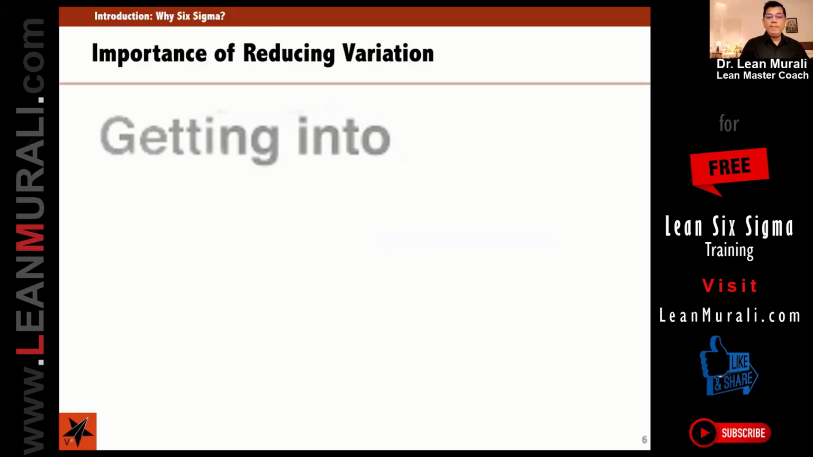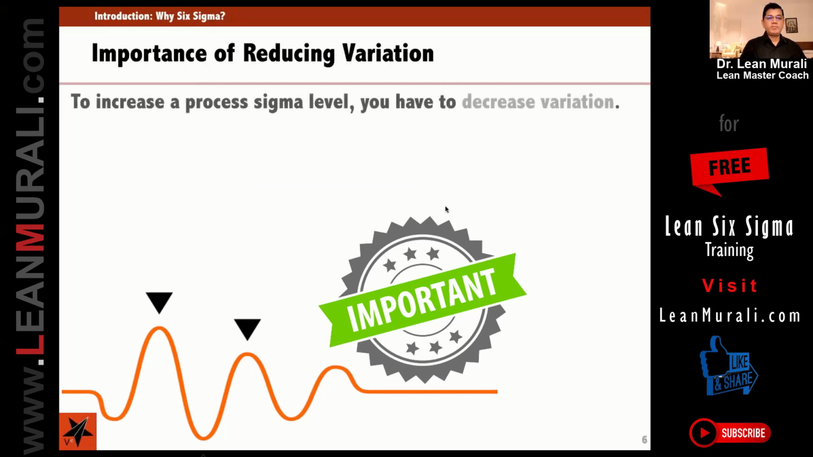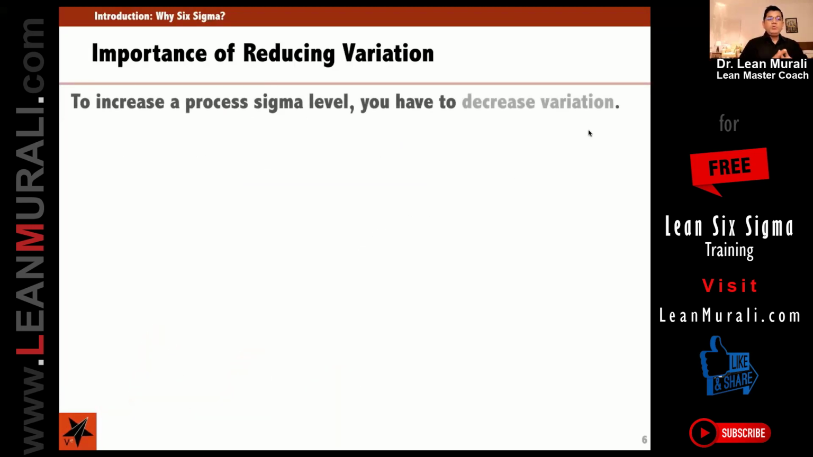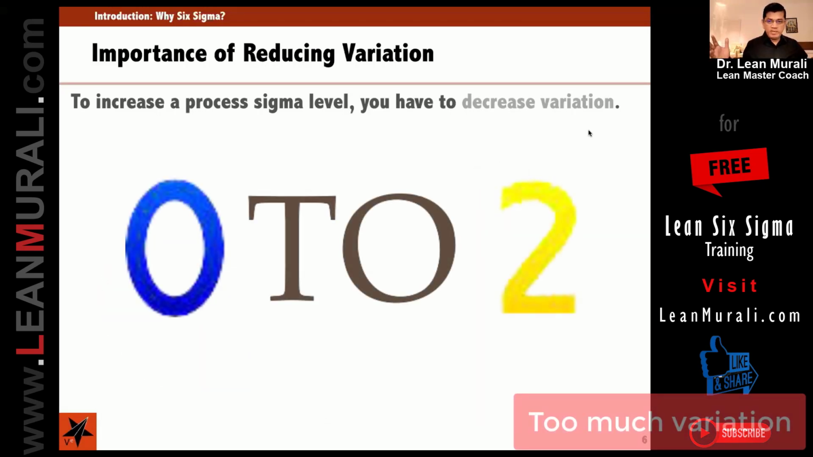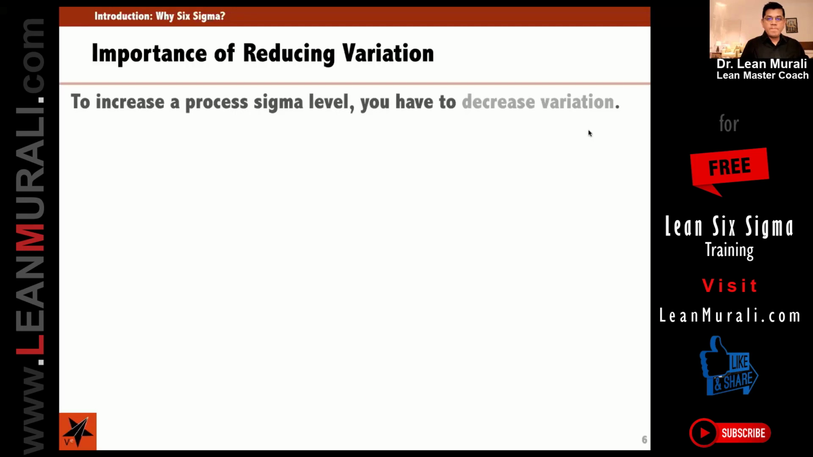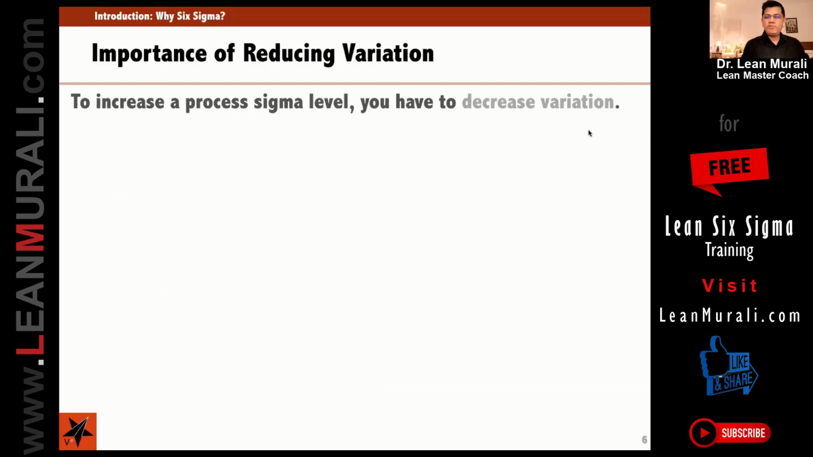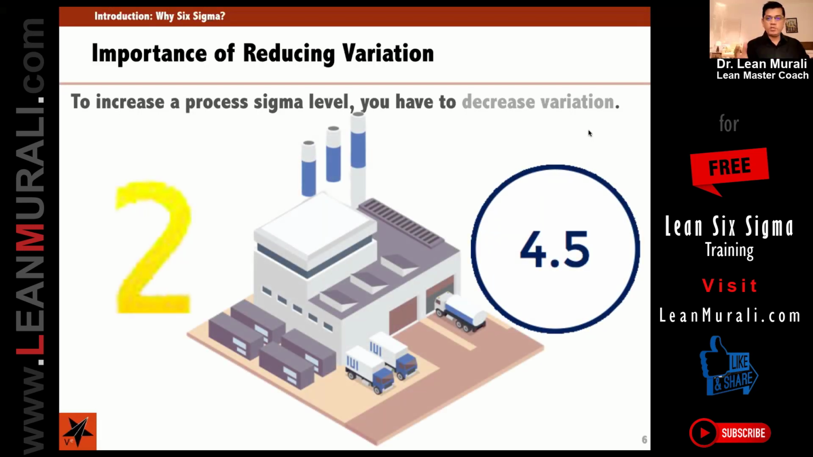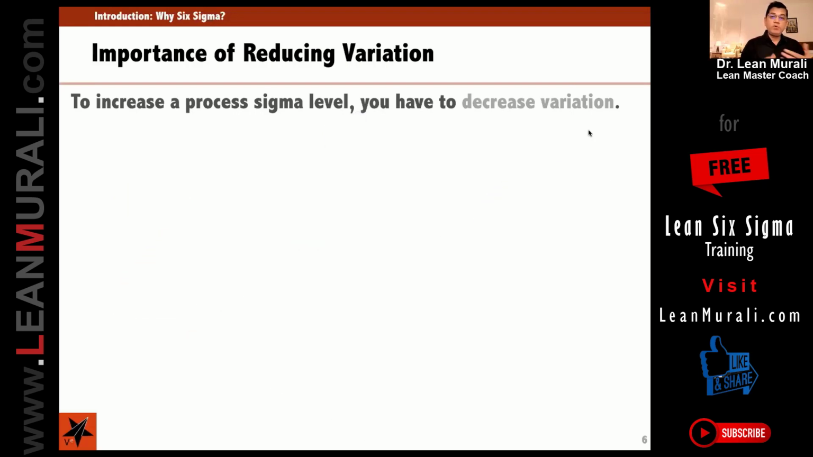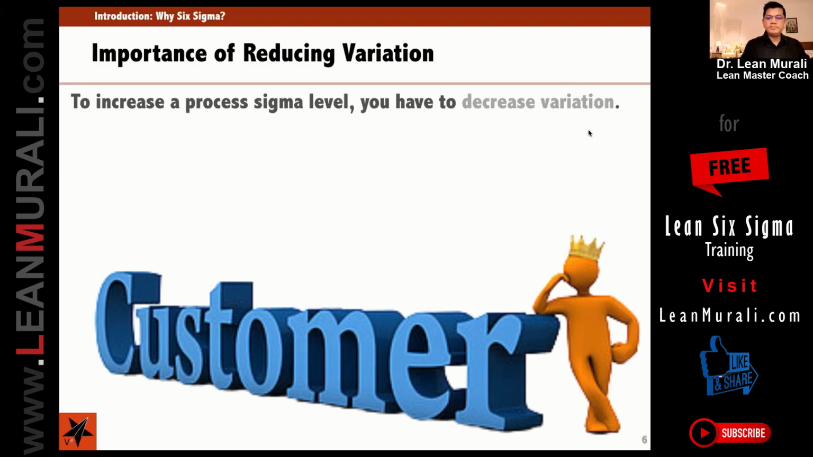Now we are getting into the importance of reducing the variations. How important is it to reduce the variations? In order to increase the sigma level, we said 0 to 2 is too much variation, and 2 to 4.5 is moderate variation, and most of us are between 2 and 4.5 in our manufacturing units or transaction units or process units, and that's where we are trying to improve more and more to reduce that variation to meet the customer requirement on the spot.